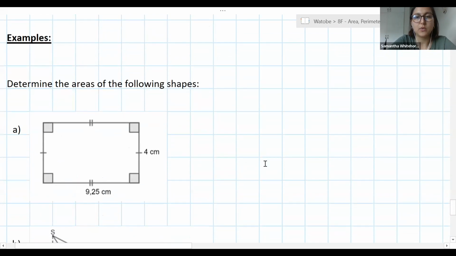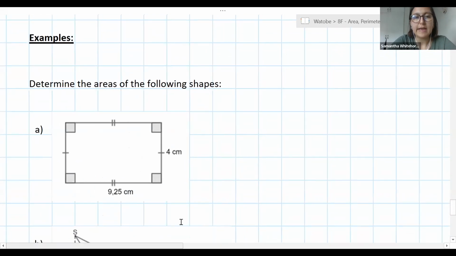I'm going to ask you to try question A by yourselves. And then if we've got time, we'll have a look at question B because it goes back to the conversation we were having around what happens if we don't have the height of a triangle. But I want you to try question A first for me. So this is a rectangle. Think about what the formula for area of a rectangle is. And once you have an answer, you can put it in the chat or you can raise your hand. Tell me what the area of this rectangle is. Remember your units.